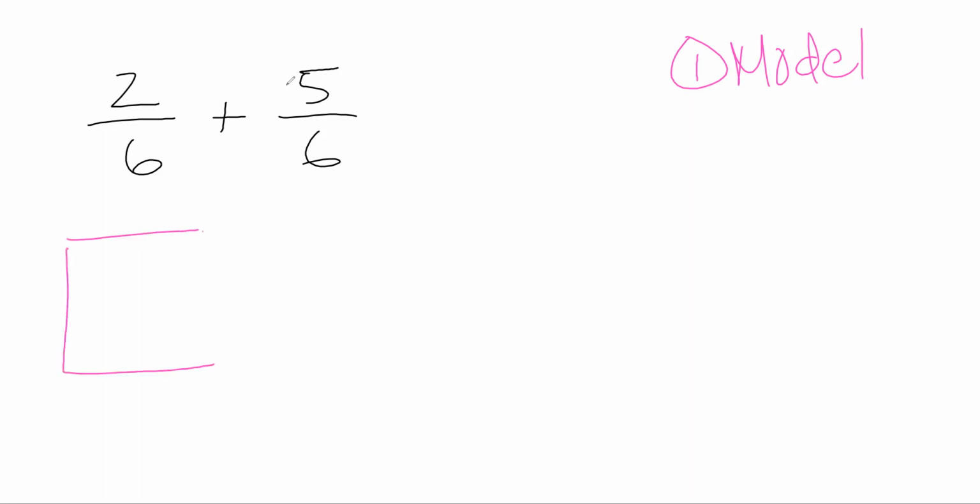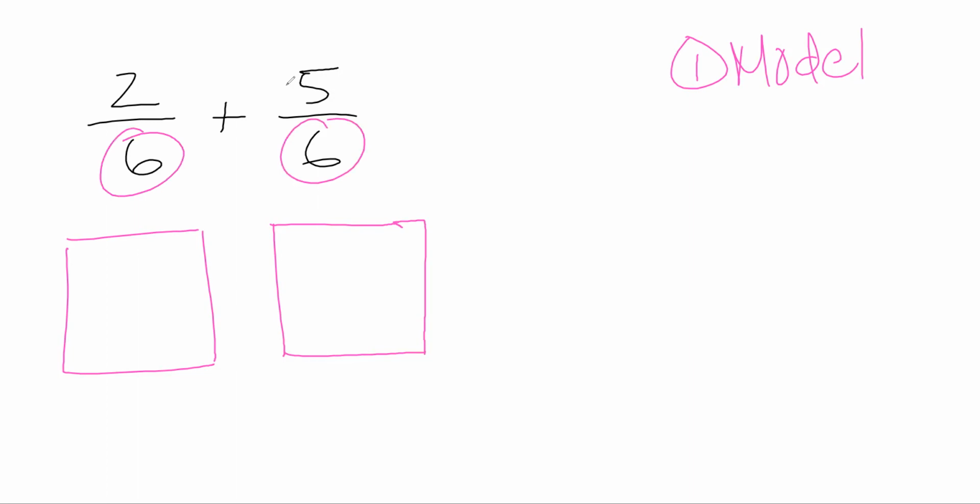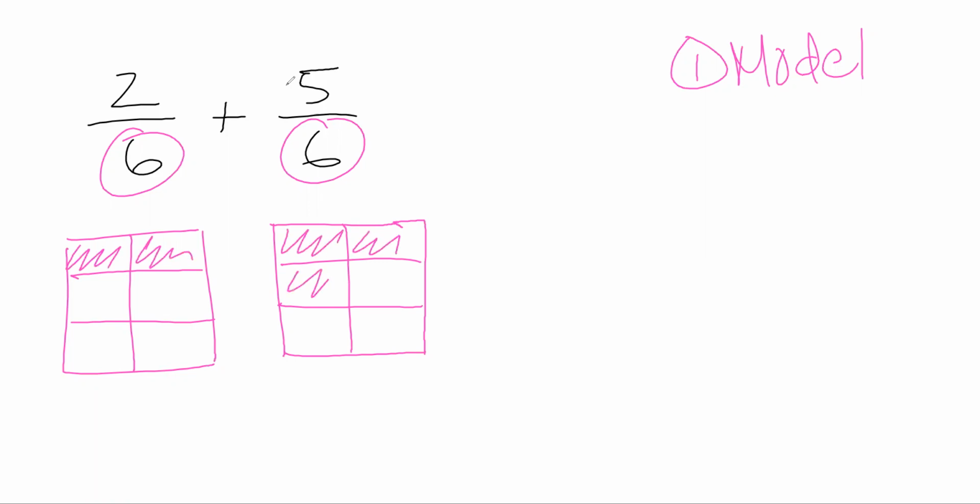If we're going to add two fractions together, it'd be really helpful to see those two fractions. And as you can see, both are divided into 6 pieces equally. That's what that denominator means. We've taken our model and cut it into 6 equal parts, and we'll do that with both. Our first fraction says 2 out of 6, so we shade in 2. Our second fraction says 5 out of 6, so let's shade in 5.